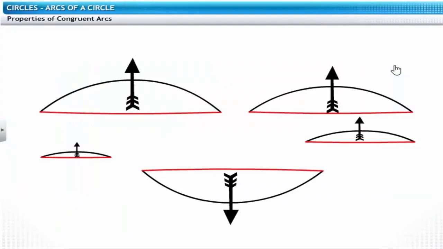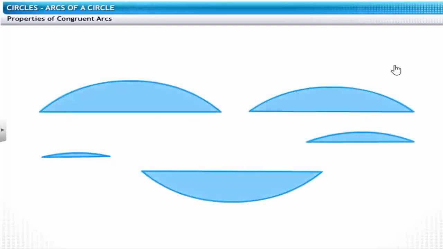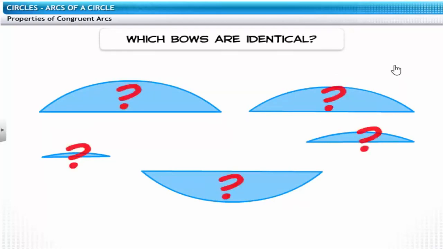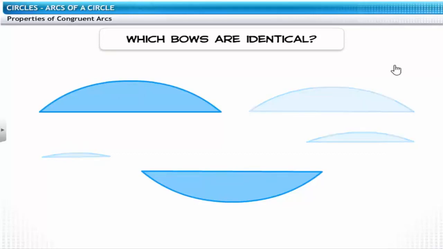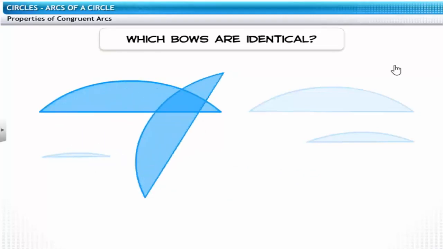You must have played with toy bows and arrows as a child. Here are 5 bows. Let's use these to learn more about the circles. But first, can you spot which of these are identical? Did you get it right? Yes, these two are identical. We say they are identical because when placed one over the other, they completely overlap each other.